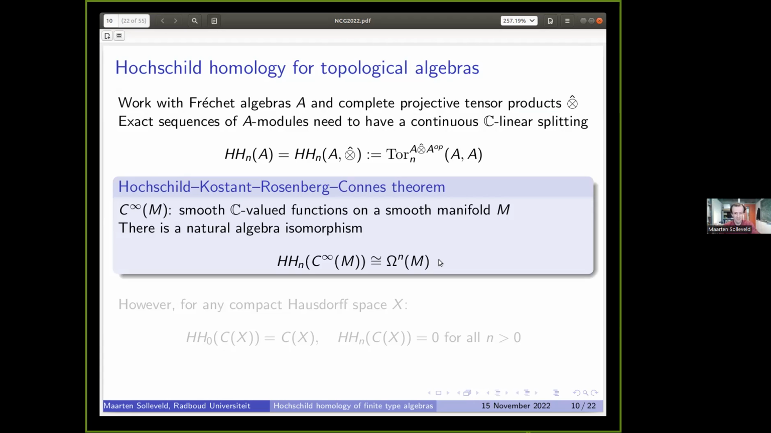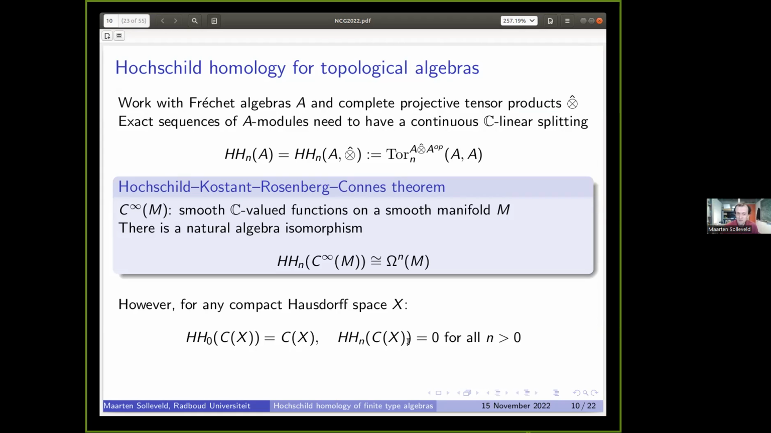But remarkably enough, it doesn't pertain to continuous functions. It would be natural, if you are interested in C-star algebras, to apply Hochschild homology to a commutative C-star algebra, so continuous functions on some compact Hausdorff space. But it produces no interesting results. In degree 0, you get the algebra back, which we knew already. And in higher degrees, the Hochschild homology of an algebra of continuous functions is just 0.